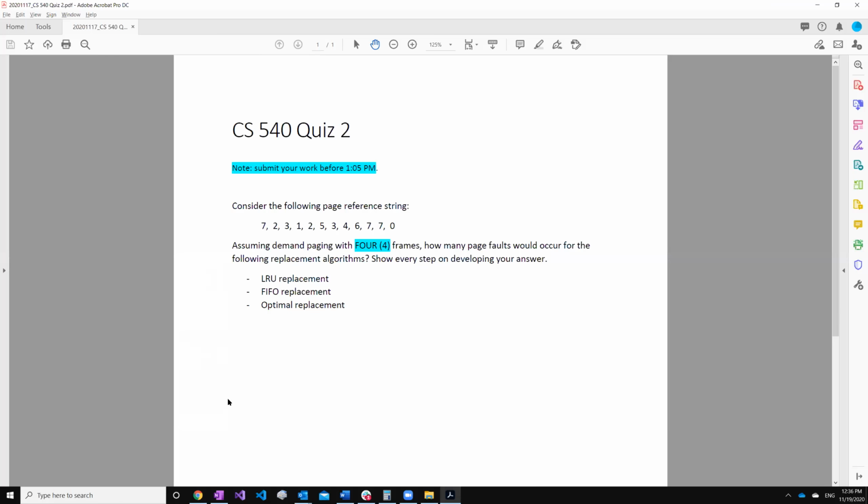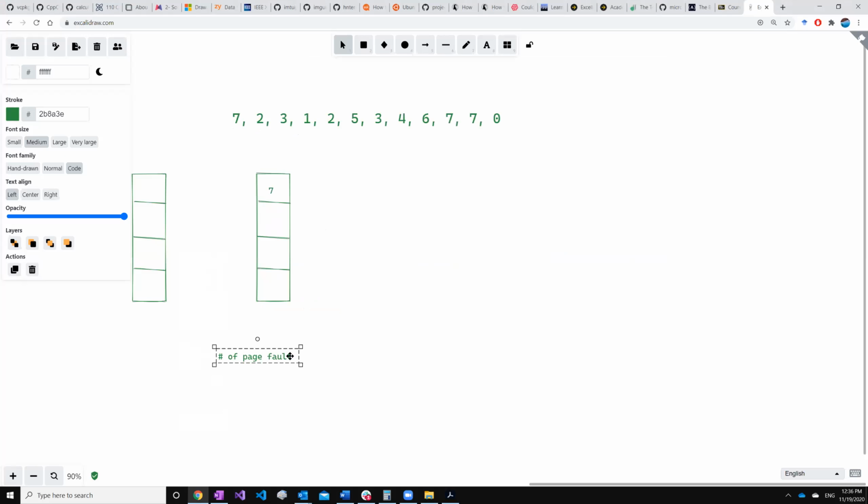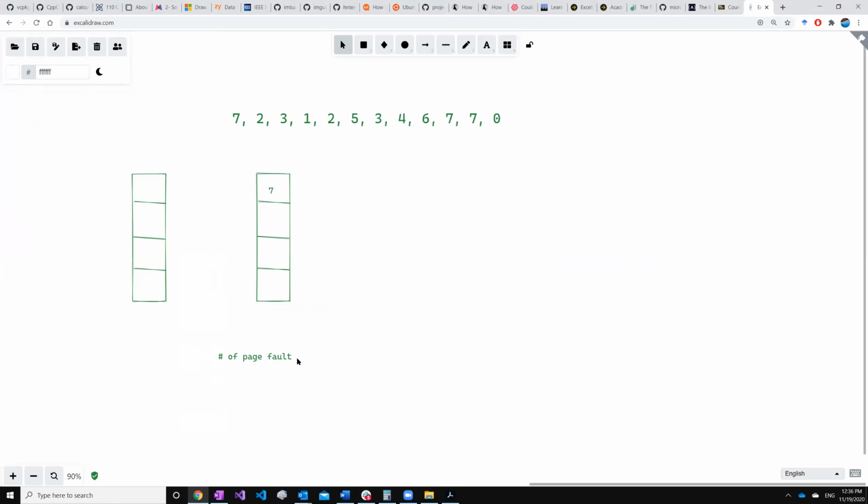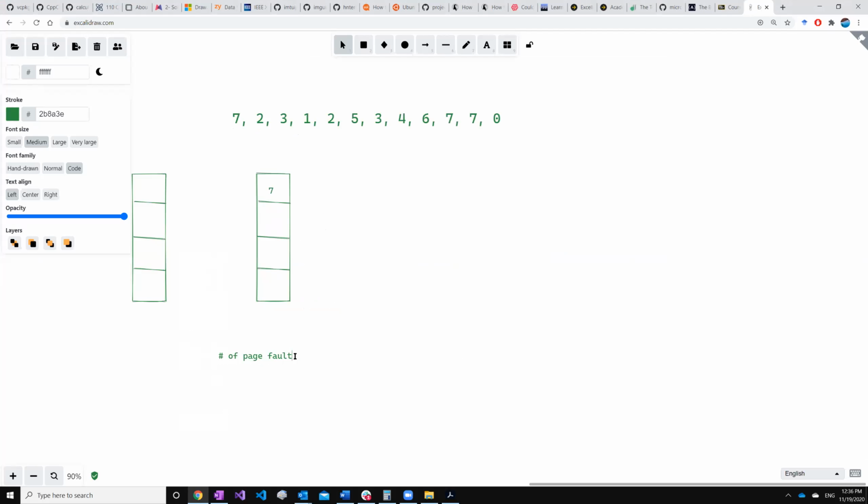Now, the first one, so let's do the LRU. And maybe we will do, not the LRU, but the first come, first serve, because this will be the most straightforward one, okay? Number of page faults for the first come, first serve.